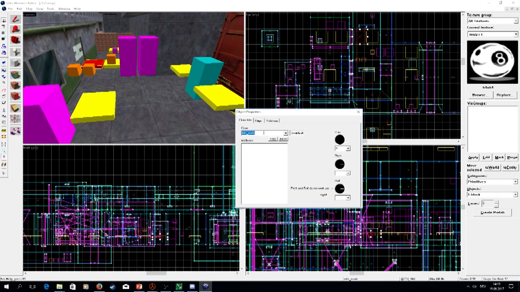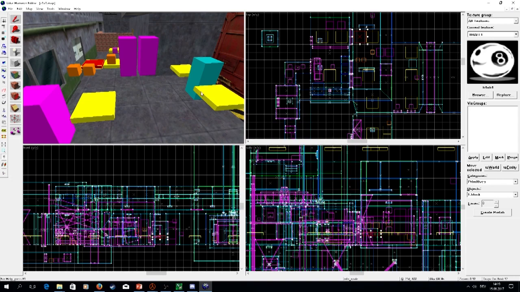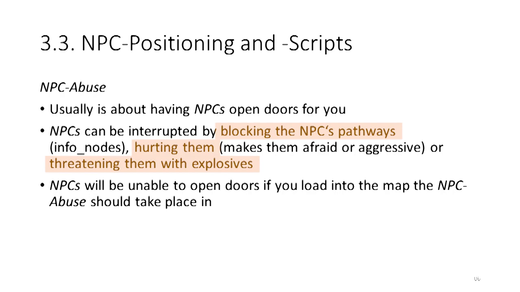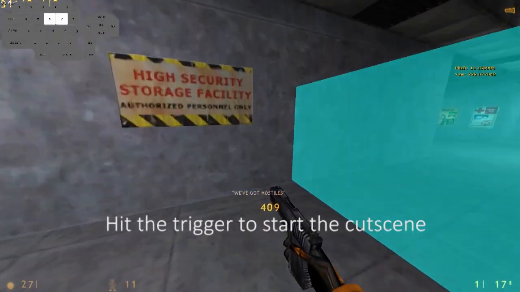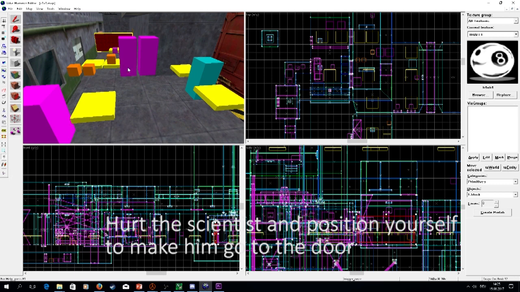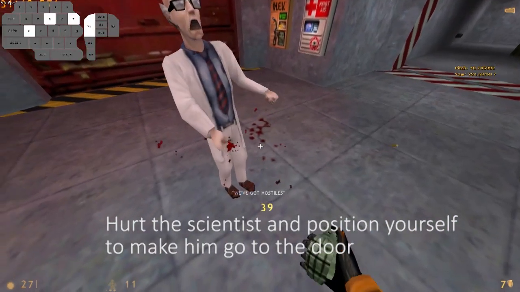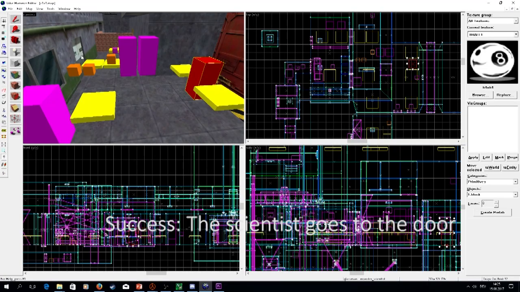Possible starting points for an NPC abuse are, to repeat it once more, to block him, to hurt him, or to threaten him, most of all with explosives. You now have to route the NPC abuse. Taking We've Got Hostiles again, you start by hitting a trigger starting the scripted scene of the scientist. Then you hit the scientist and position yourself to make him decide on going to the door.